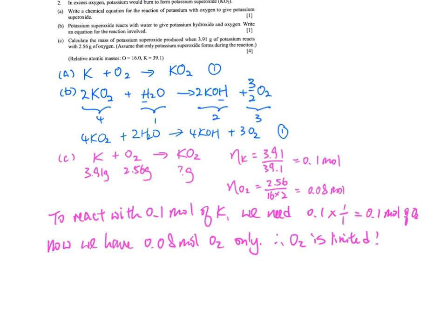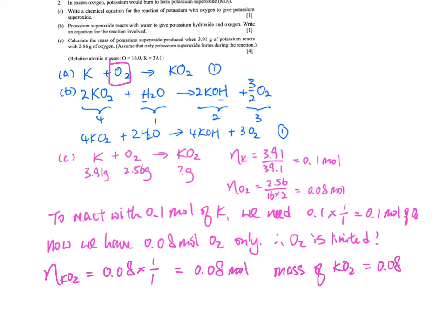So if O2 is limiting, then for the KO2 part, we're using O2 to calculate KO2. So you have 0.08 divided by 1 times 1, so it will be 0.08 mole, while the mass of it will be 0.08 times 39.1 plus 16 times 2. So the answer for this one should be 5.688 gram.